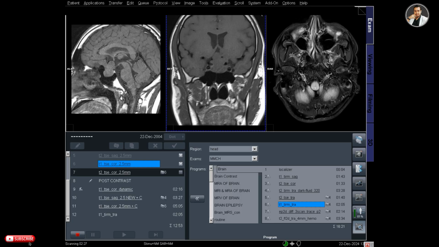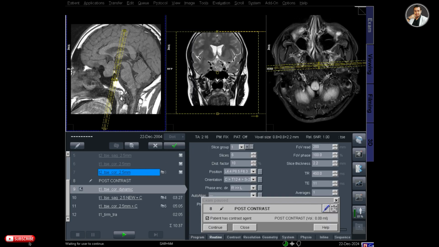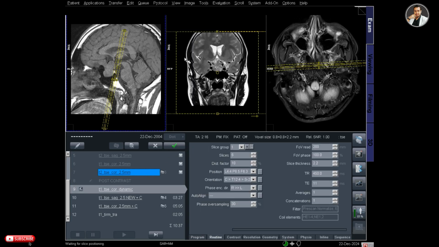And right now T2 coronal is scanning. After that I have to take the T1 coronal dynamic. So keep in mind that the technique of the dynamic sequence is that you have to first prepare the contrast injection and insert the needle into the patient's vein, but don't push the contrast. Just wait for the dynamic sequence's break and then push the contrast.